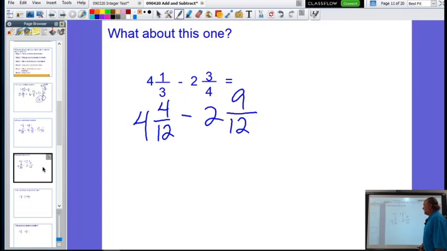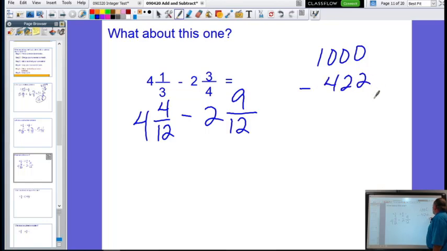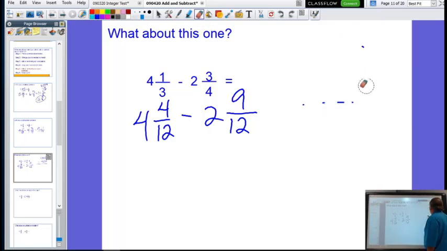Okay, so this is where you've got to remember that we have to borrow. Just like in regular numbers, if I had 1,000 and I'm going to subtract 422, in order to get a number here, I have to borrow. And I got to go to the first number that's available to borrow from. So I'd come all the way over here to the 1. Well, the same thing happens with a fraction or mixed number. You got to go to the first number that's available. And the number that's available is actually that 4.